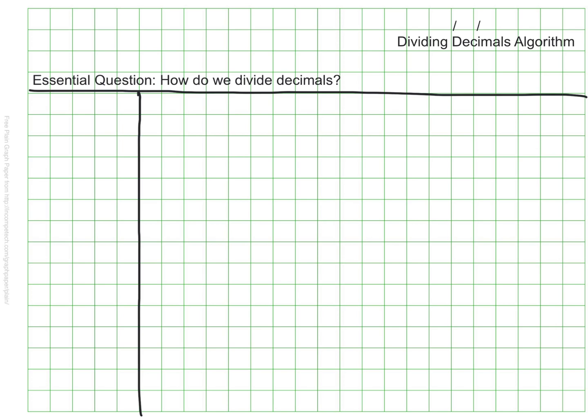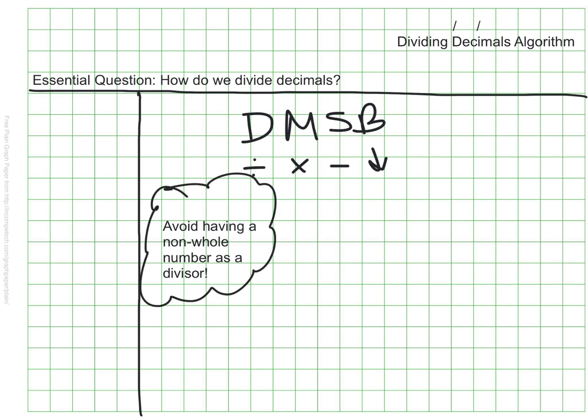We'll be using the same algorithm, the same memory trick that I have, which is the DMSB, or divide, multiply, subtract, bring down. One thing to keep in mind is that when we divide decimals, we want to avoid having a non-whole number as a divisor. Because of that, sometimes we need to rewrite the number sentence we're working with to make it work. Let me show you what I mean, and then I'll share a little memory trick that I use to remember the steps.